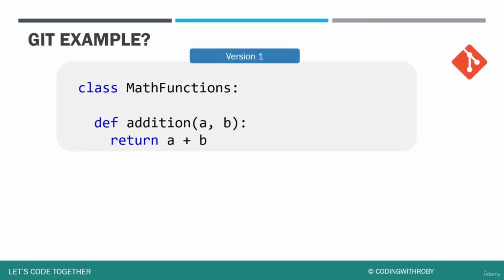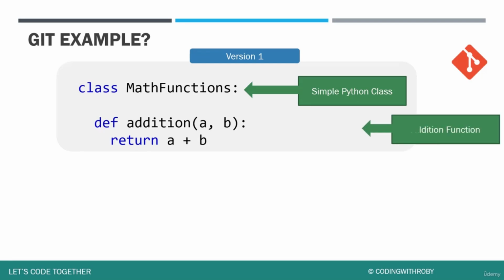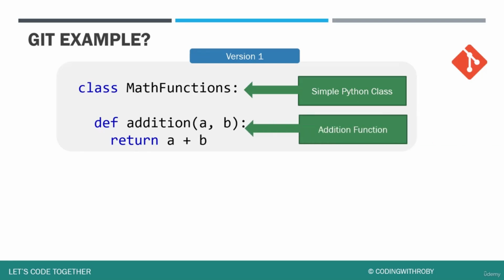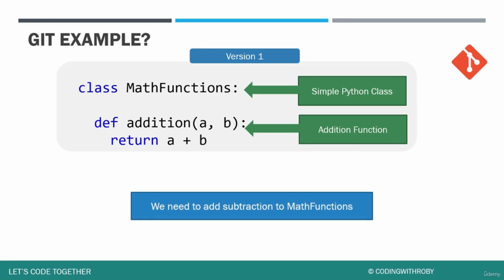However, this version is version 1 of the code. So the first time you have written this piece of code within our application is going to be version 1. And remember, this is just a simple Python class and a simple addition function. And now let's enhance this function to now incorporate a subtraction function.